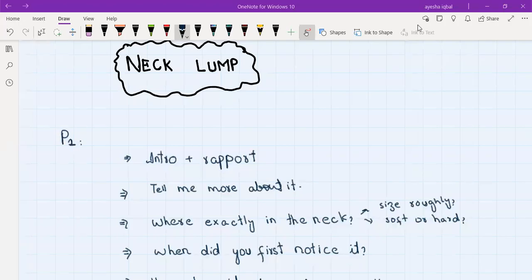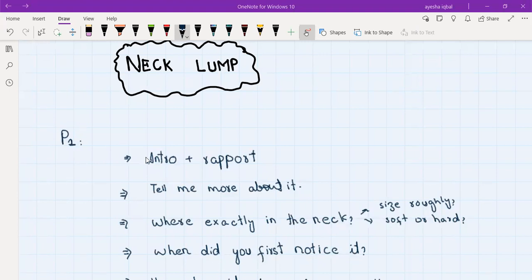Hello everyone. Today I'm going to discuss the approach to neck lump. So in this video, I'm going to talk about how to take history, what to do in examination, and how to provide management to patients who present with neck lump. Okay. So first thing first, in data gathering, the first part is history of presenting illness.